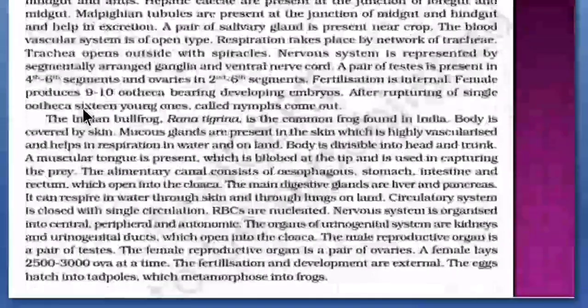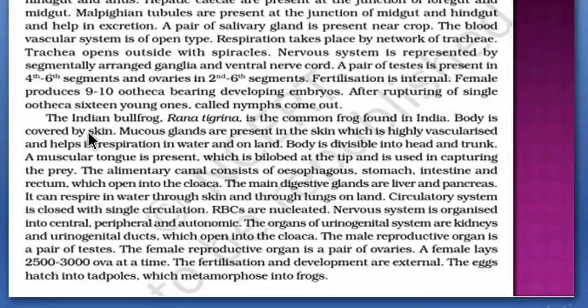The Indian bullfrog, Rana tigrina, is the common frog found in India. Body is covered by skin. Mucus glands are present in the skin, which is highly vascularized and helps in respiration in water and on land. Body is divisible into head and trunk. A muscular tongue is present, which is bilobed at the tip and is used in capturing the prey.